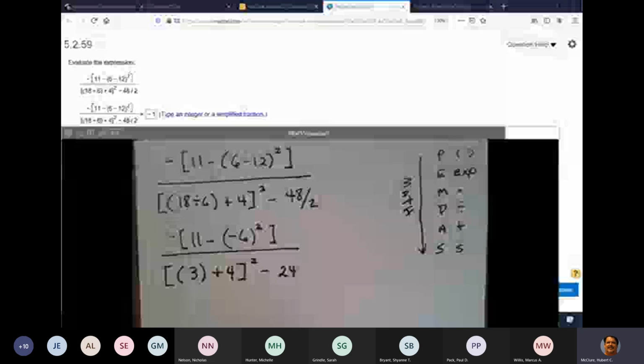All right, so here we go. Negative brackets, 11 minus, and that's going to be 36, brackets, 7 close brackets squared minus 24. I'm going to go ahead and take the whole page up.